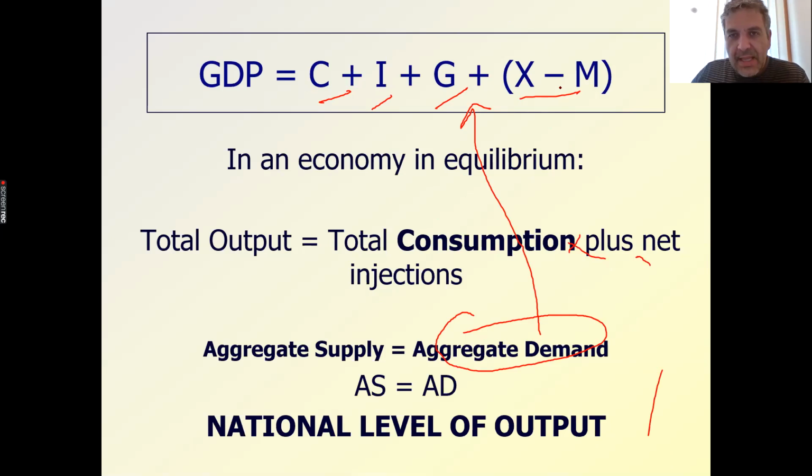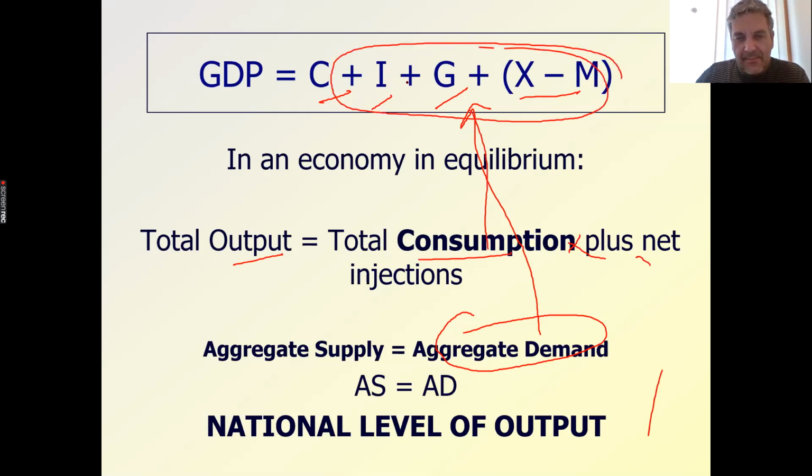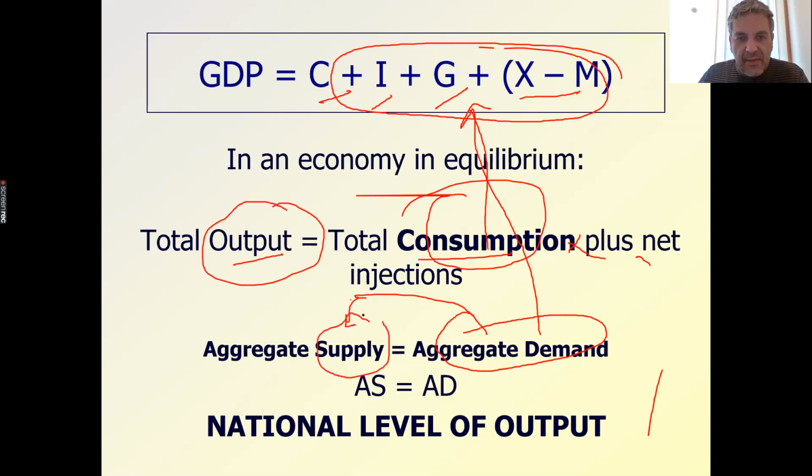If we have an economy in equilibrium, everything that is being produced, total output, is being consumed by all these different agents that we have defined, okay? So total output means total consumption. In other words, aggregate demand equals aggregate supply. Everything that is being supplied equals everything that is being demanded in terms of C + I + G + X minus M, okay? So we call the AS and AD the national level of output, because as long as everything that is being produced is being consumed, we have the macroeconomic equilibrium, which is going to be the GDP value of a country.